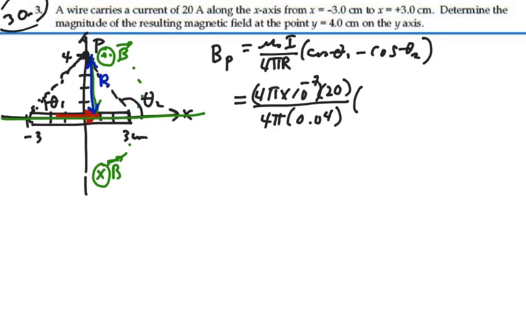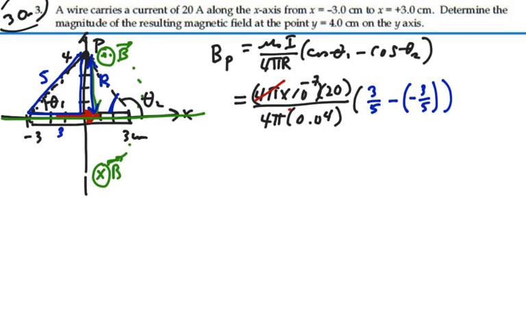And then we have cosine theta 1. Now if I were to look at this 3, 4, 5 triangle here, then the cosine of theta 1 is the adjacent side over the hypotenuse. Hypotenuse is the 5 side, and the adjacent side is 3. So this cosine is 3/5. Now theta 2 is the supplementary angle of this angle right here, and that angle has a cosine of 3/5. So the supplementary cosine is going to be negative 3/5. So this is what we have.